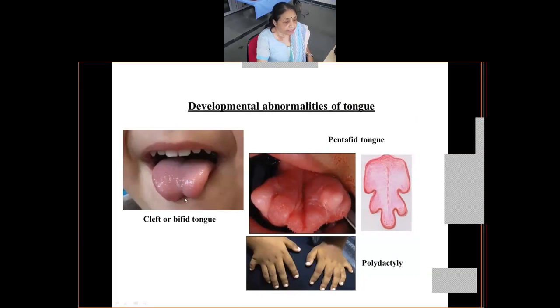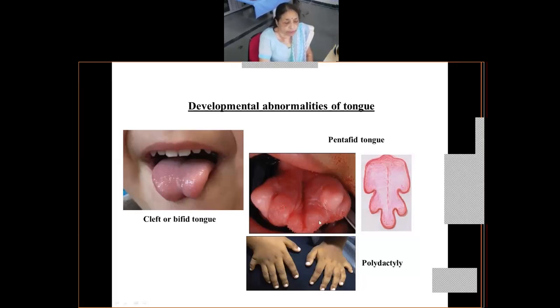Now another development is the bifid tongue. If the two lingual swellings do not fuse with each other perfectly, then at the tip there may be a cleft, and in a very severe case there may be a sulcus present on the dorsal aspect of the tongue. That is due to failure of fusion of the lingual swellings.